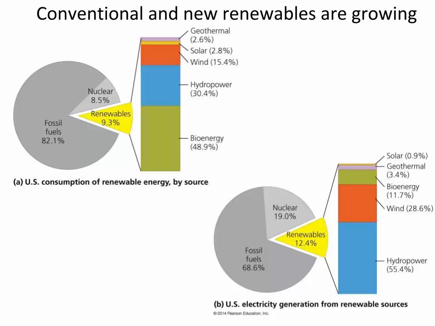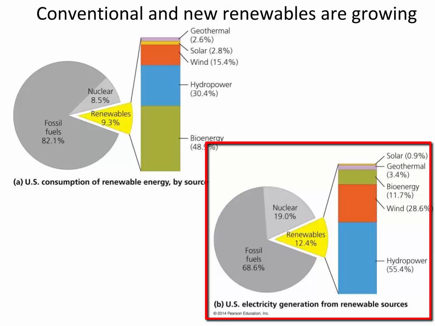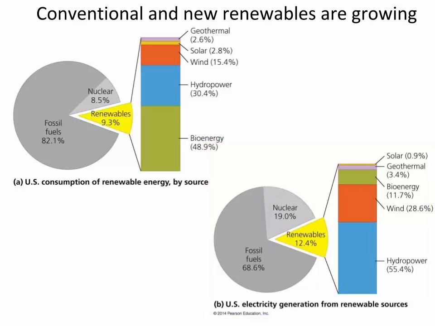Notice in the pie graph labeled B, U.S. electricity generation from renewables, that nuclear energy provides 19% of U.S. electricity generation. Two of the most well-established and widely used renewables include biomass and hydropower. Other renewables include solar, wind, geothermal, and ocean energy, all of which we will discuss in another mini lecture. These energy sources are referred to as new renewable energy alternatives.